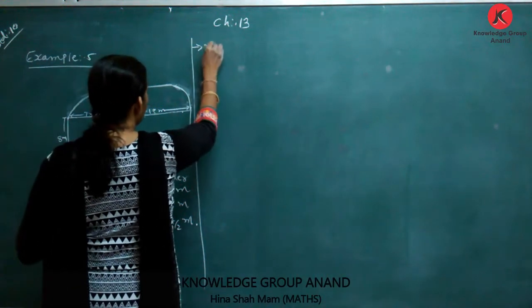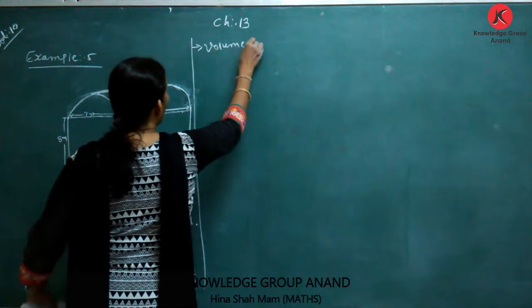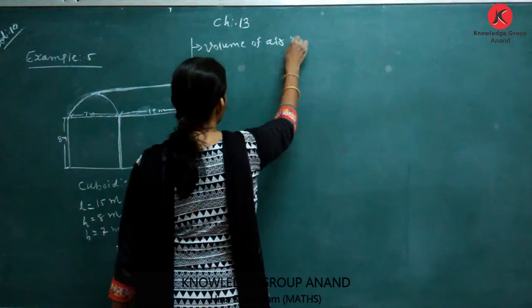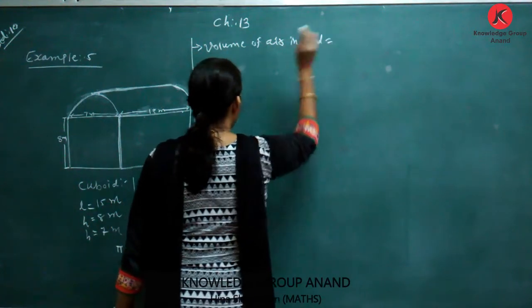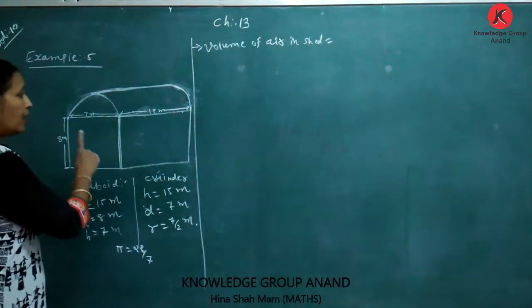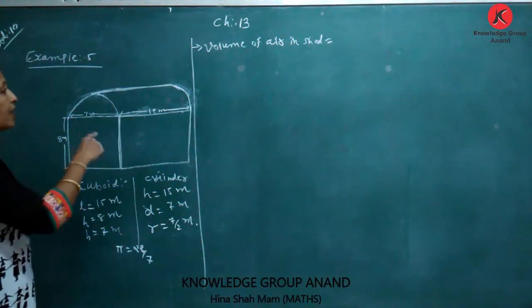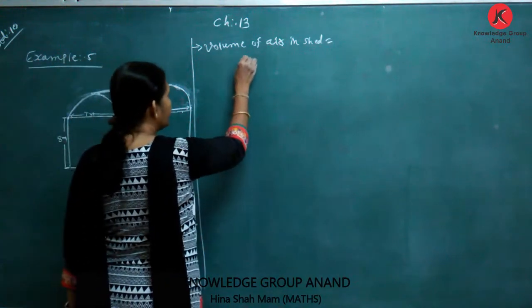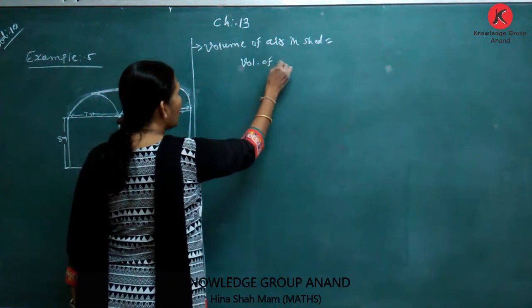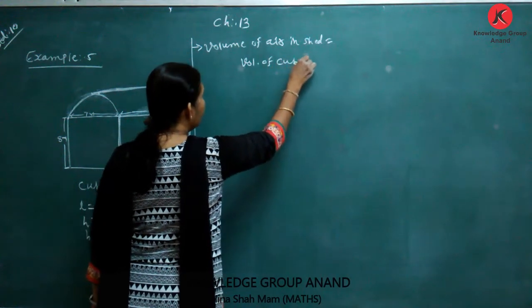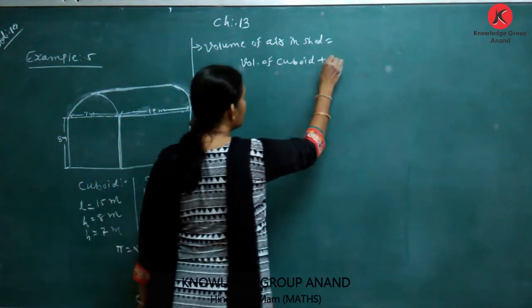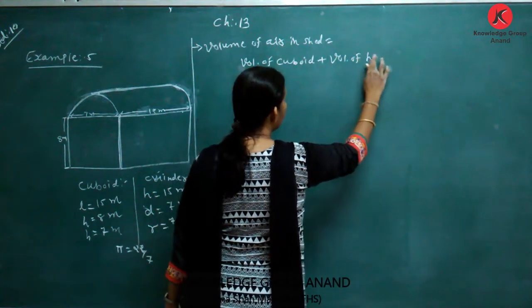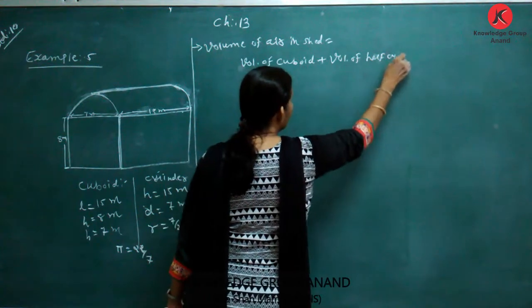First we find the volume of air in the shape, which is equal to the volume of cuboid plus the volume of half cylinder. Which two shapes combine? Volume of cuboid plus volume of half cylinder.